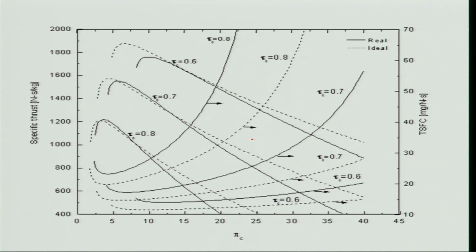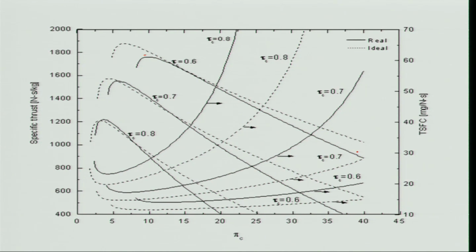What we are doing here, we are taking this tau t as various values like 0.6, 0.7 and 0.83, and if you look at these curves, each corresponds to the specific thrust which is plotted on the left hand side, and here of course the pressure ratio across compression. You can see that the solid line corresponds to the real cycle and the dashed line corresponds to the ideal cycle, and in this case specific thrust keeps increasing with the fan pressure ratio, has a peak value, and then it goes on decreasing, right.